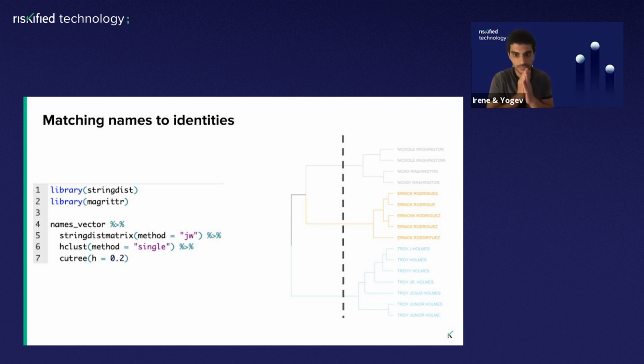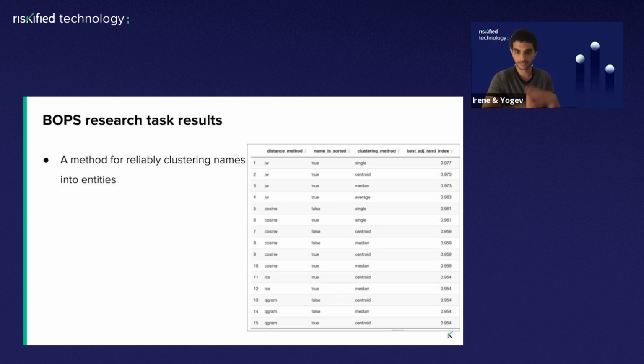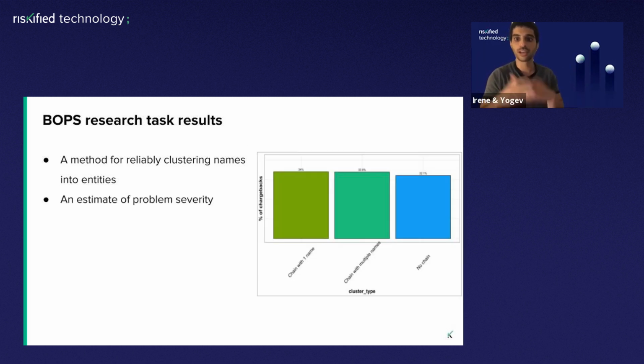And once we had that, that was the end of the research task, of the exploratory analysis, as Irene said. What did we have by the end of this exploratory analysis? We had, as we said, the method for reliably clustering names. What you see here in this table is the validation of different algorithms we used to see which one works best on the data we have. We had some measurement of how severe the problem was, some concrete measurement.